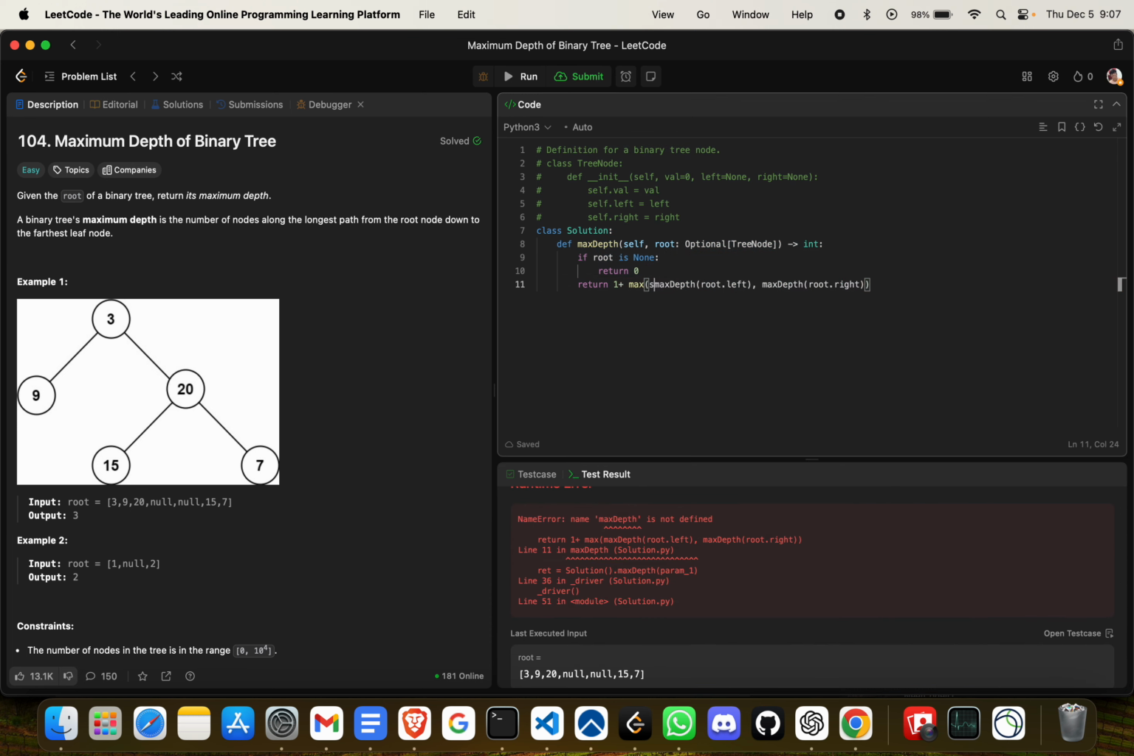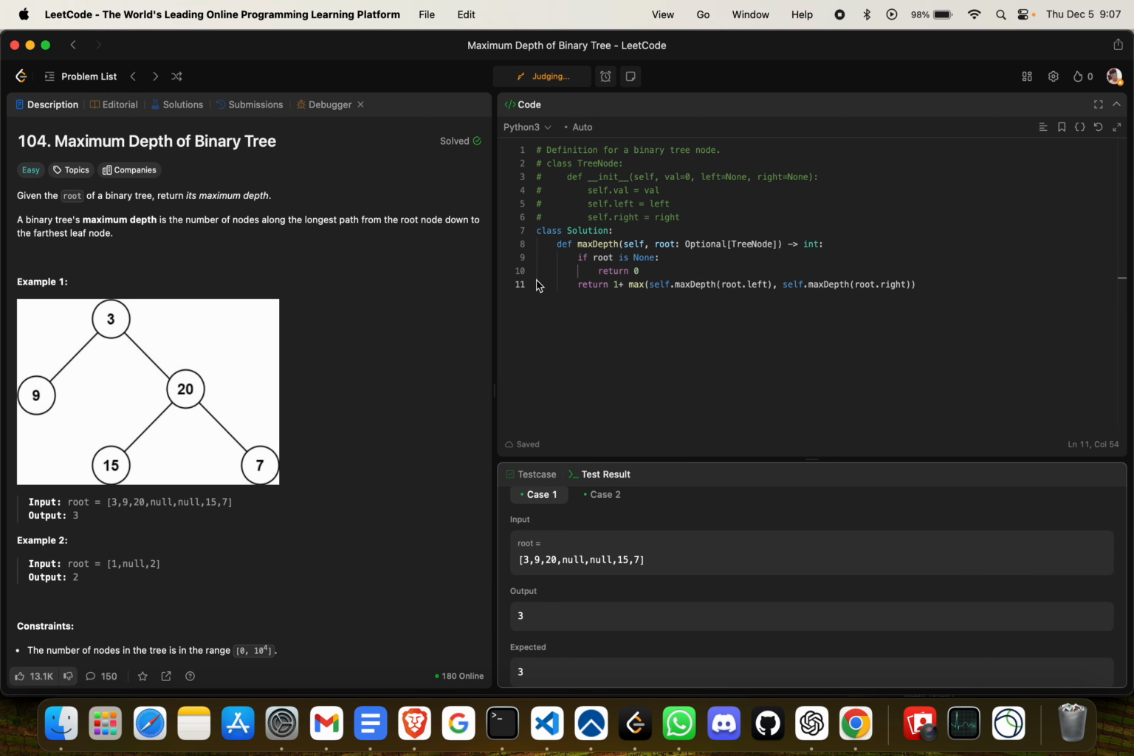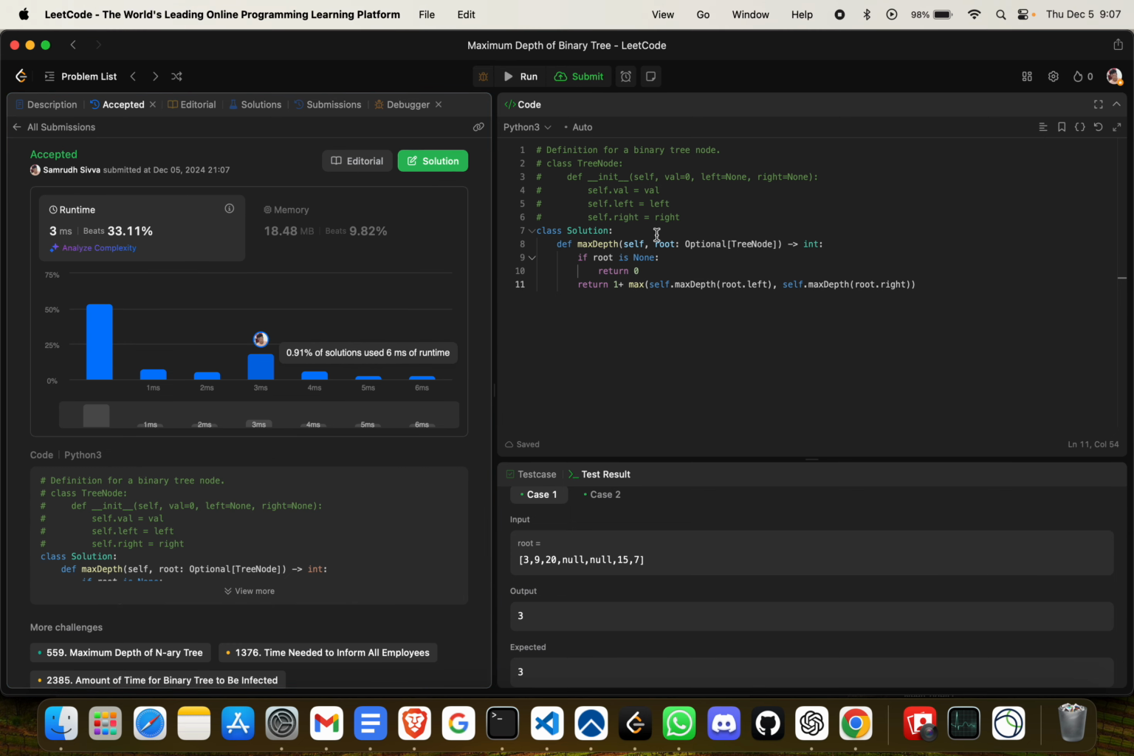Okay, sorry, I need to call it using self because we are using classes here. Yeah, so it's accepted. Yeah, it's done. So in this way we can just solve using recursive DFS.